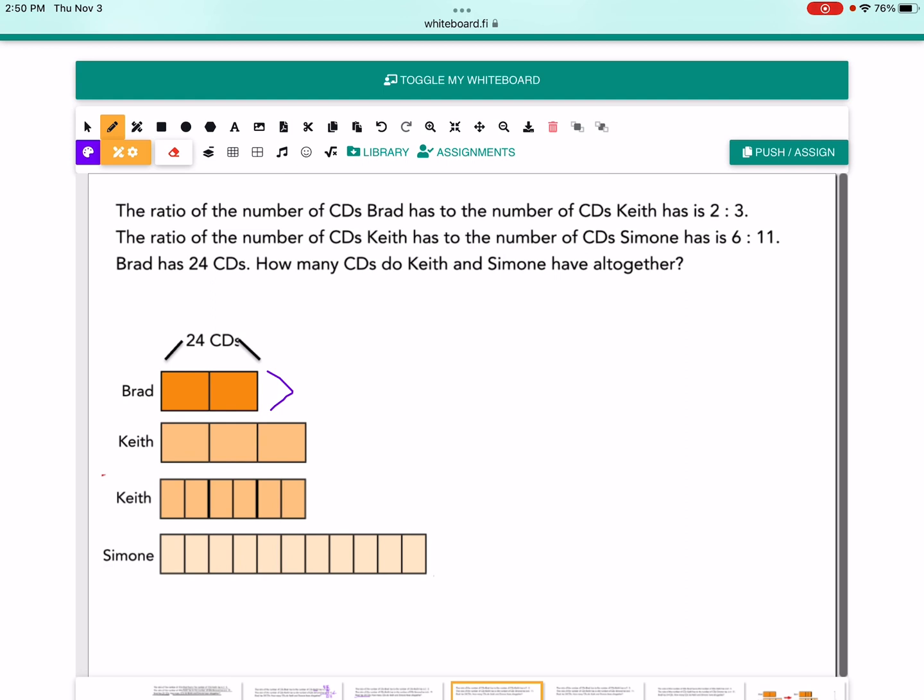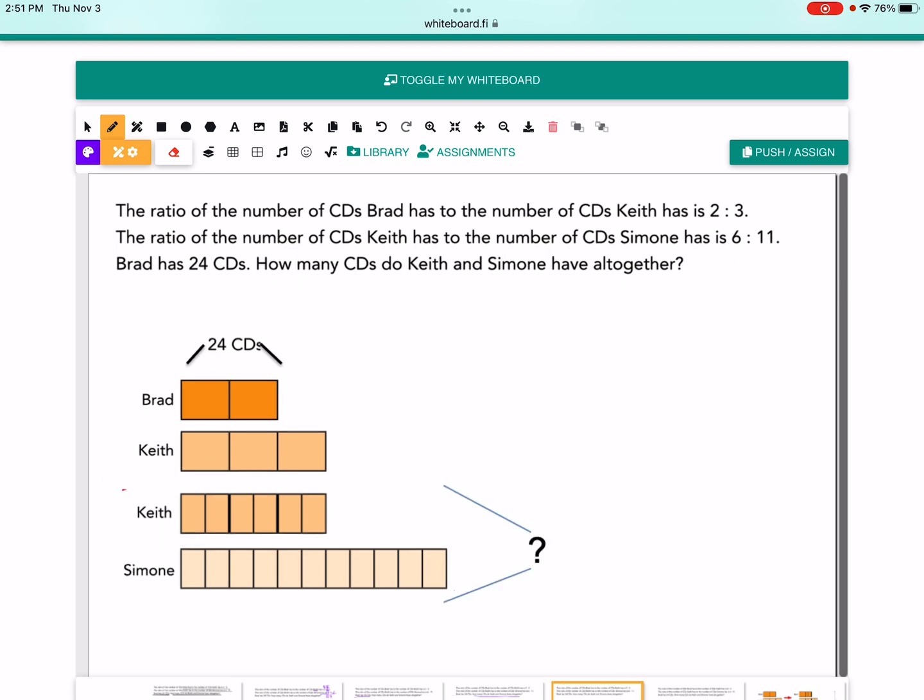We also have to put a question mark down, which is how many CDs do Keith and Simone have altogether? So now that you have a drawing in front of you, I would like you to put a question mark somewhere that indicates what it is we have to find out in order to answer this problem correctly. Well, if you have a question mark there to encompass both Keith's bar and Simone's bar, you would also be correct. Now, we have everything represented in these models that we have in front of us. And we were given the fact that Brad has 24 CDs.